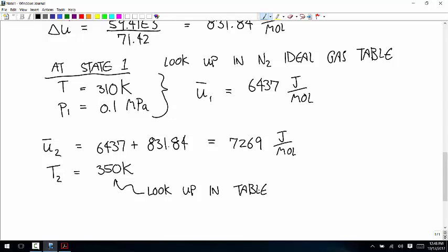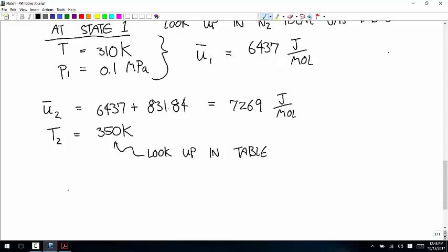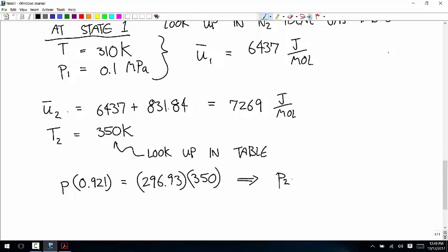And this table doesn't give pressure. Well, it gives pressure and specific volume, and so use the ideal gas law to calculate the pressure. So pressure times the specific volume of 0.921 is equal to the nitrogen specific gas constant, 296.93 times 350 Kelvin. And so the pressure at state 2 is 112,840 pascals.